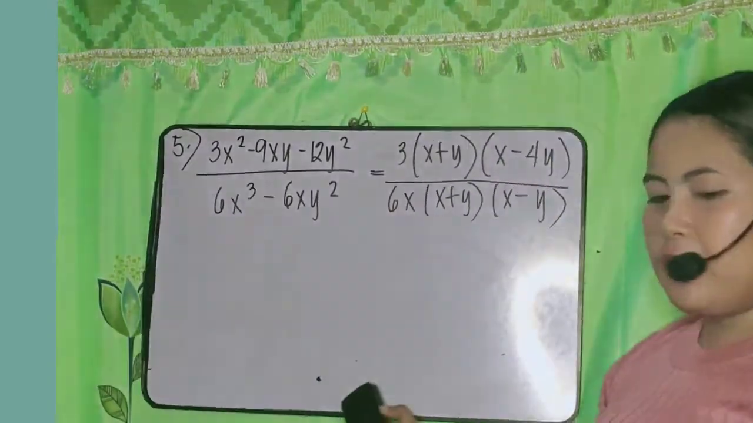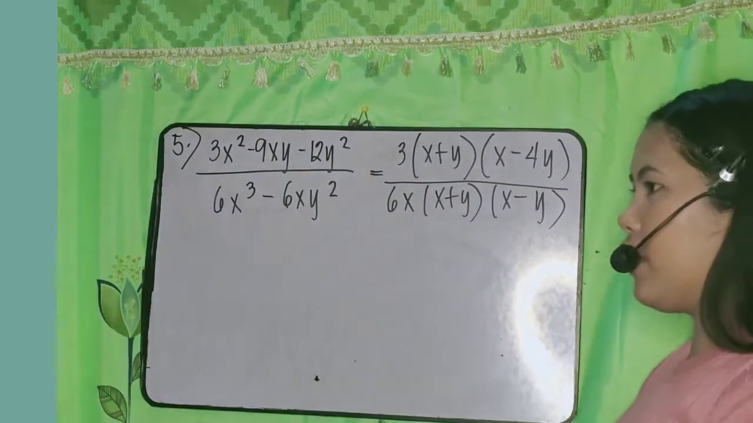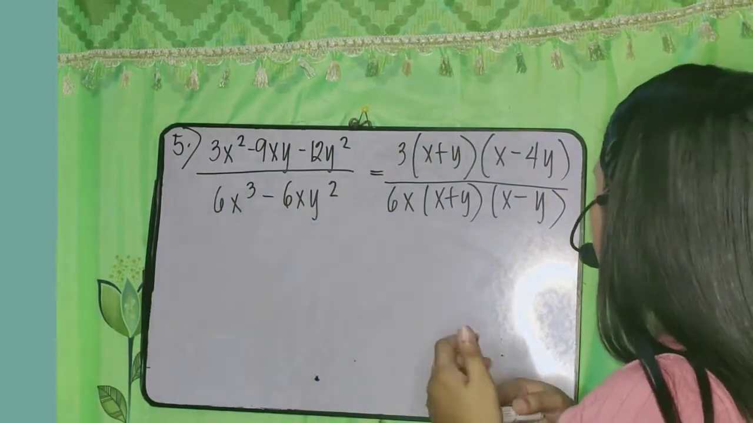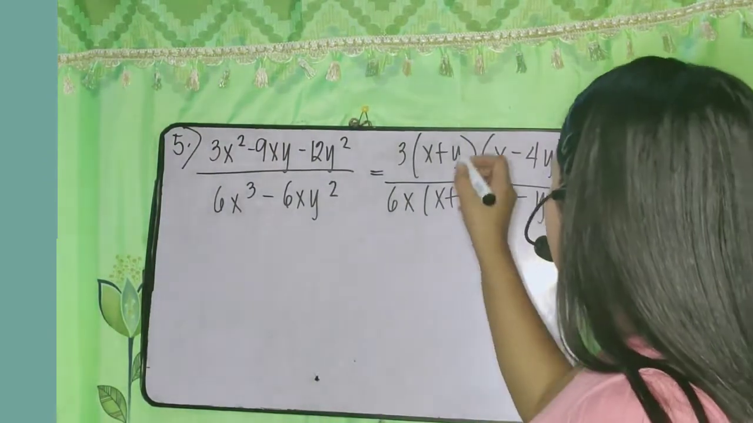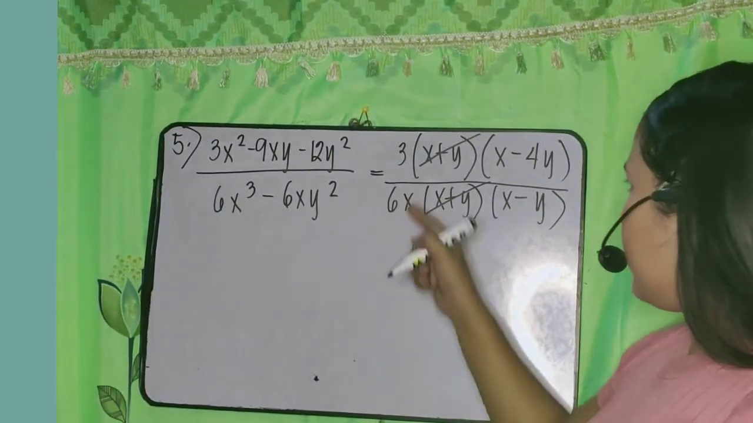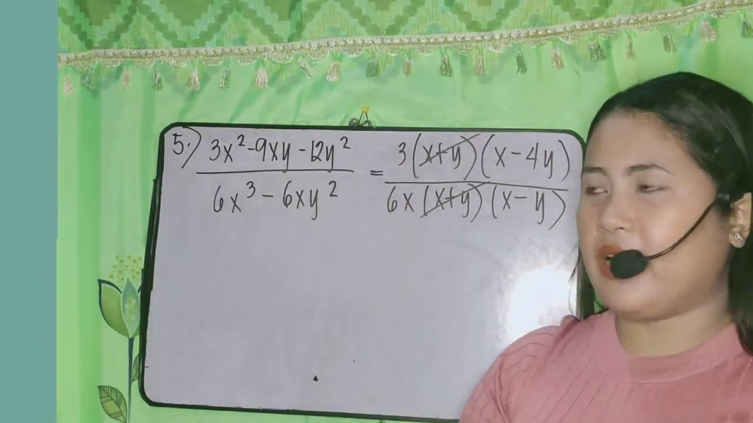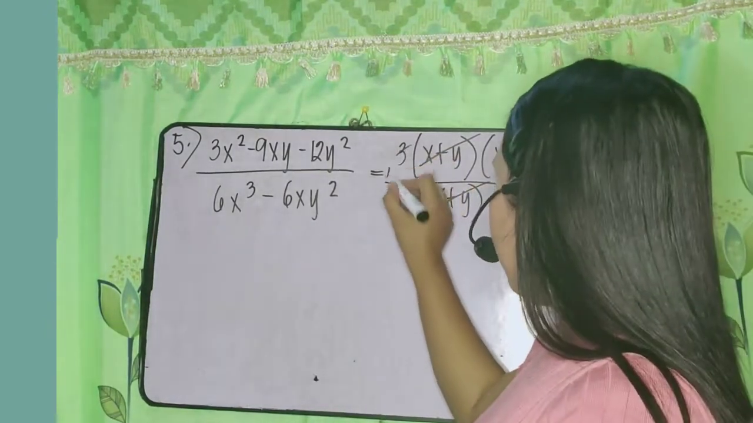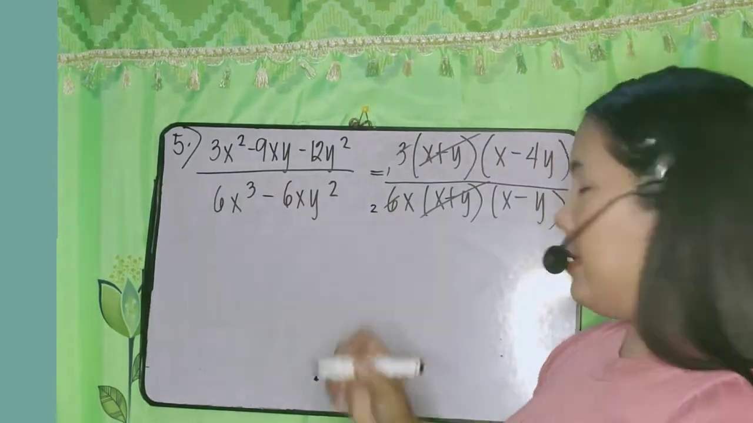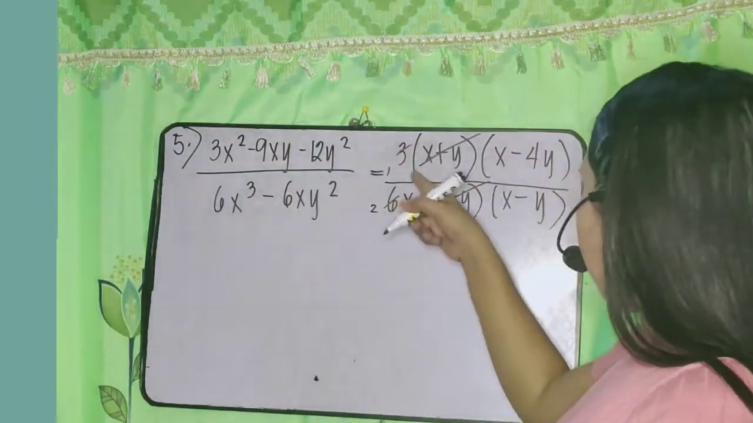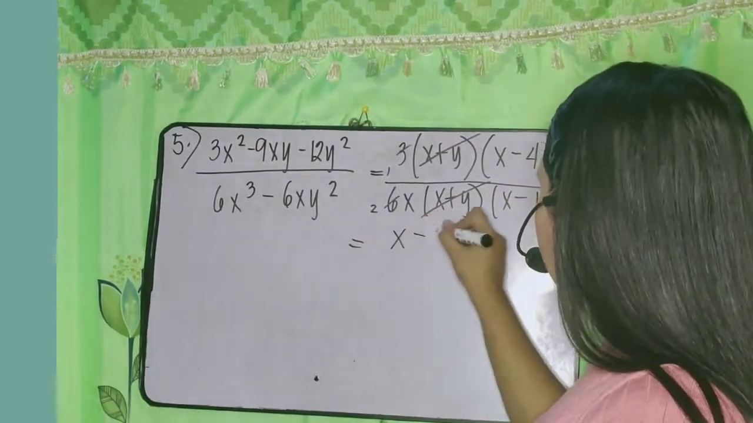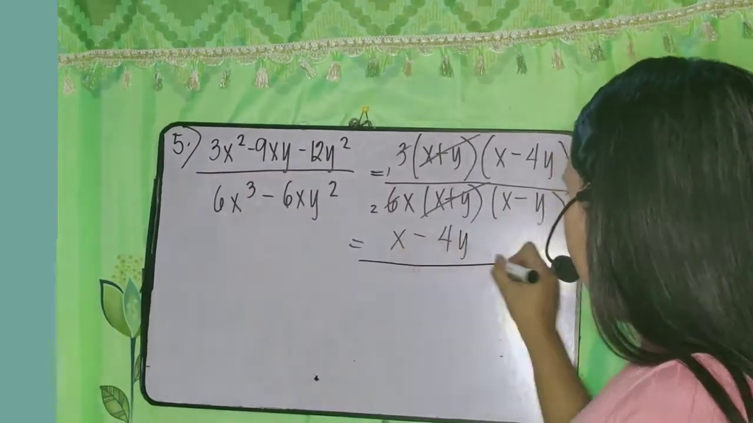Okay. So, after na po makuha yung factor, of course, we're going to cancel out the common factor. So, dito po, ang magkaparehas dito is yung x plus y. So, pwede na natin siya i-cancel out. Pero, yung 3/6, pwede natin siya i-simplify. So, eto po, 1 na lang siya. So, 6 divided by 3, so, we have 2. Okay? So, copy na lang po dito yung natira. So, yung 1, huwag na siyang kopyahin. So, kopyahin na lang natin is yung x minus 4y.